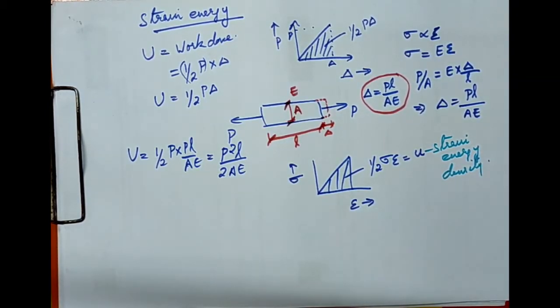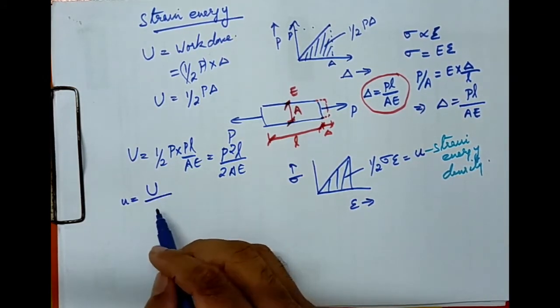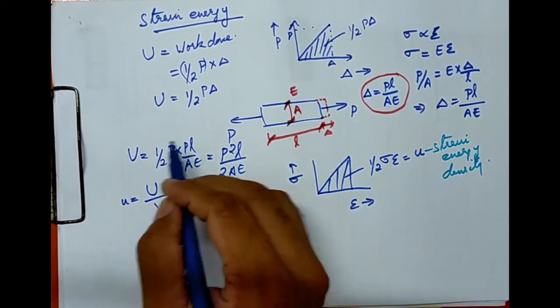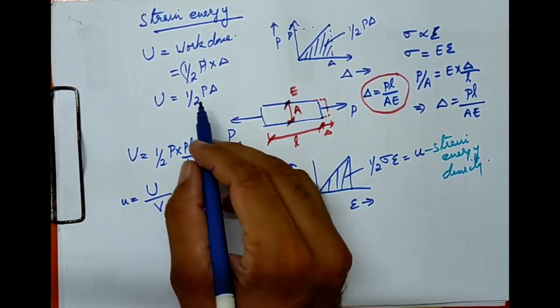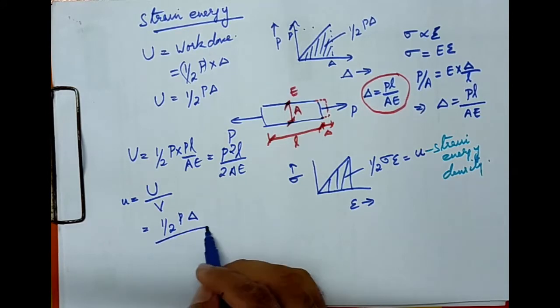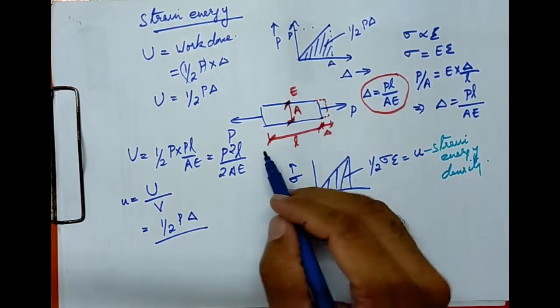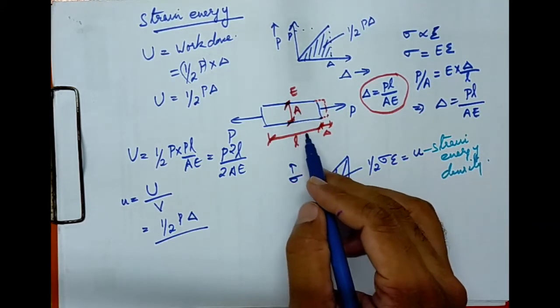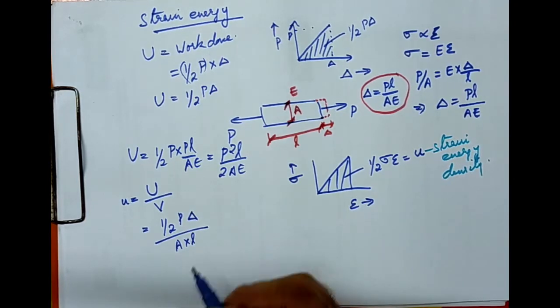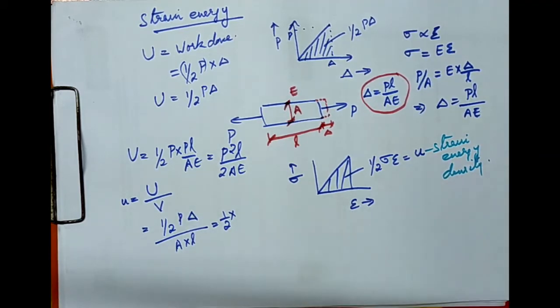We know that if we talk about density, it is basically mass by volume, or weight by volume. So when we talk about strain energy density, it is basically strain energy by volume. We have the expression for strain energy, which is half P delta, divided by volume. What will be the volume of this particular bar? If the cross-sectional area is A and length is L, the volume will be A into L.